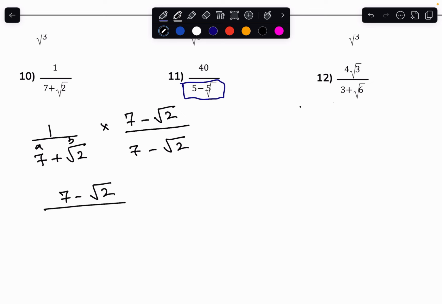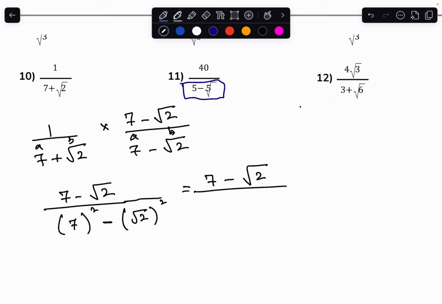Again, it's (a plus b) and (a minus b). So when you have a plus b and a minus b, you square the first one, square the second one, and in between them there is a minus sign. That's what we learned just above. If you haven't, then watch it again and you will understand it. 7 minus root 2, 7 square is 49. The square cancels the root of 2. So 49 minus 2 is 47.